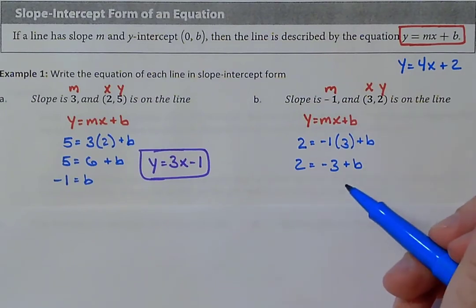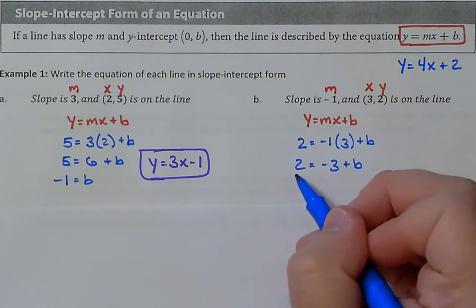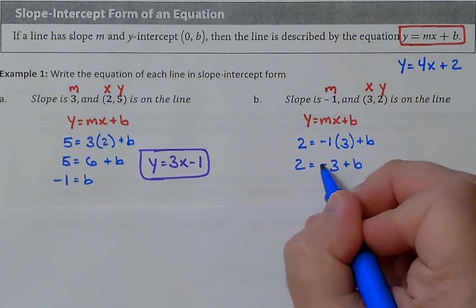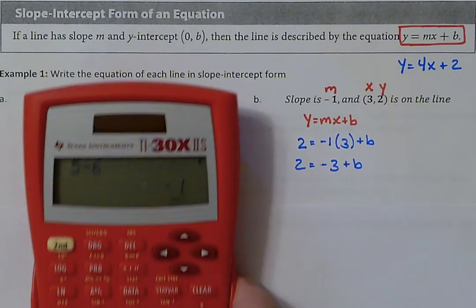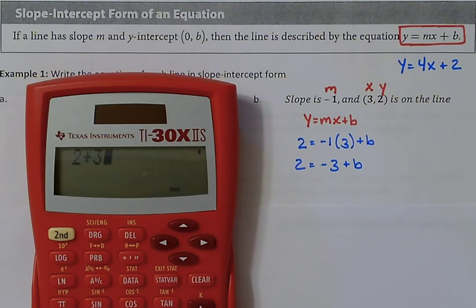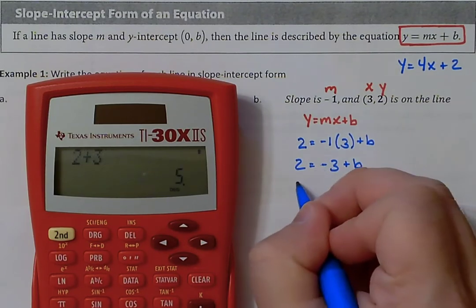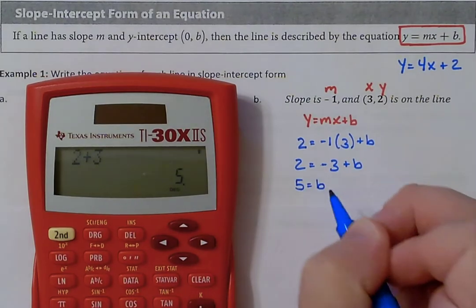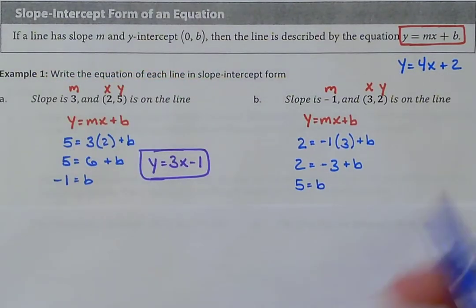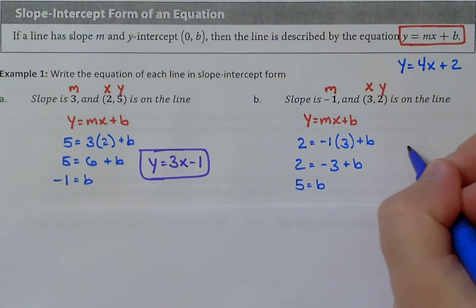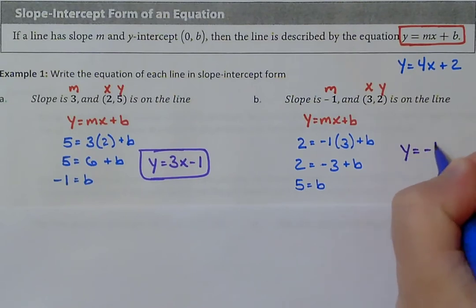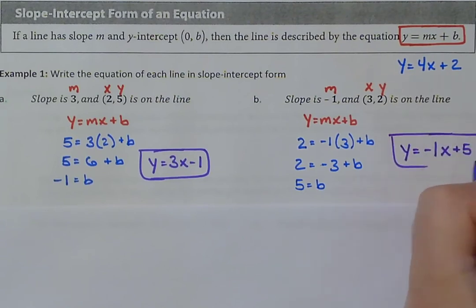And then all we have to do here is move this -3 to the other side. We can either subtract the -3, or because this is a -3, we can do the opposite, which is to add. So we would just do 2 plus 3, and we get 5 for our b value. So 5 equals b. I now have my m, I have my b, so now I can write it in y equals mx plus b form, which is y equals -1x plus 5. And that is our answer for part B.